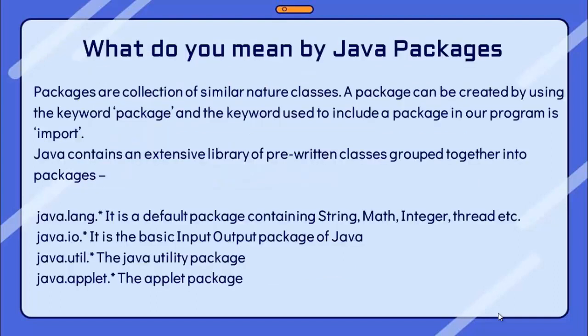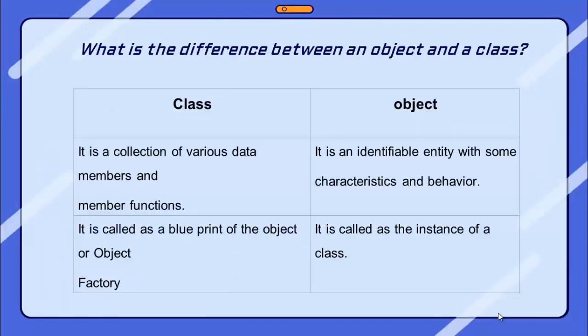What do you mean by Java packages? Packages are a collection of similar nature classes. A package can be used by using the keyword called import. Java packages are java.lang, which is imported by default, java.io for the input output package, java.util for the utility package, and java.applet for the applet package.